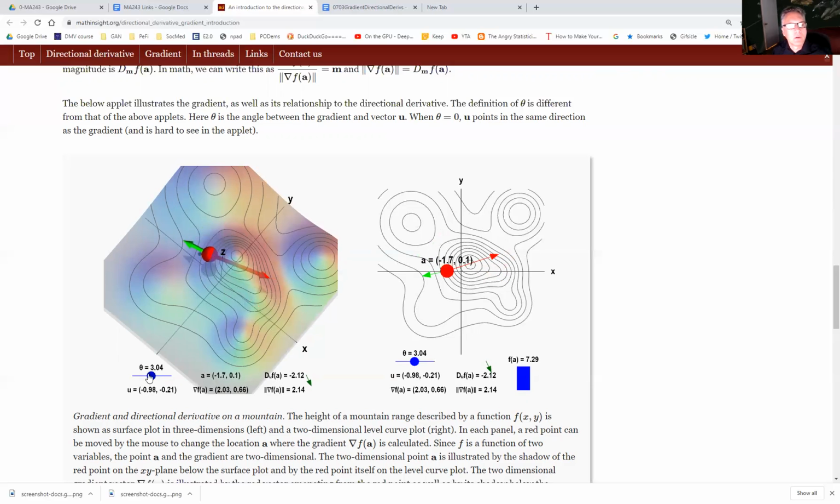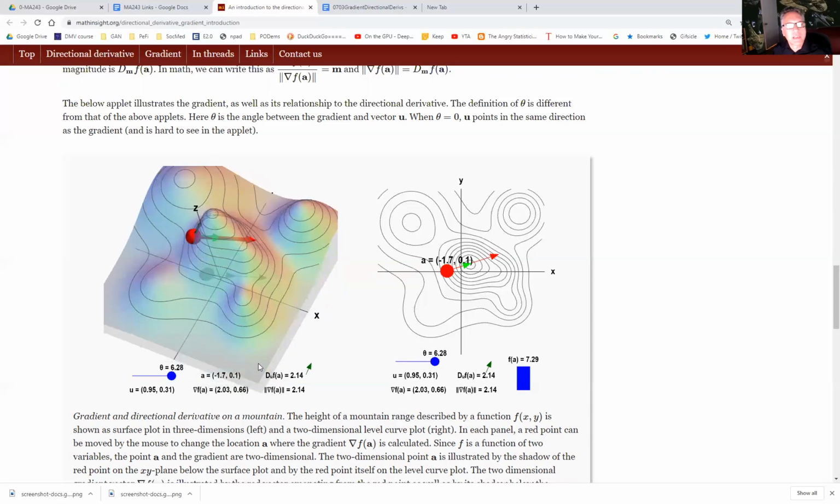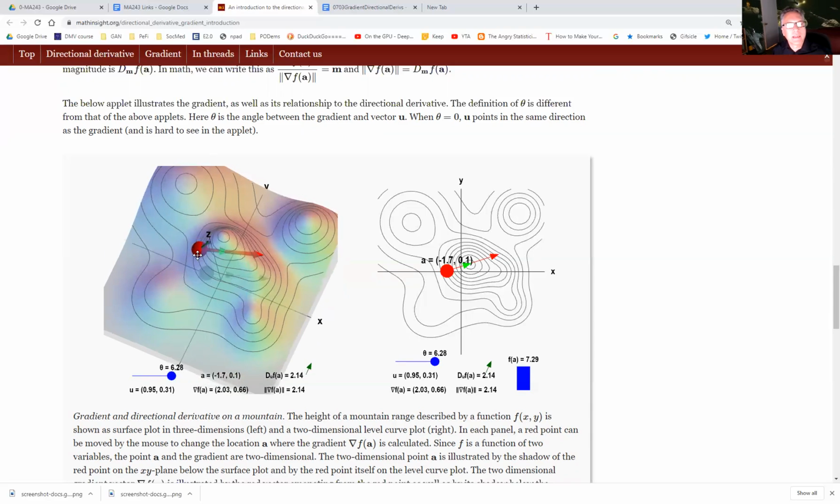And if I move u around, the biggest the directional derivative gets is the same as the length of the gradient, and that's not an accident. In fact, I gave this as part of the definition of gradient. Its length is the maximum directional derivative.